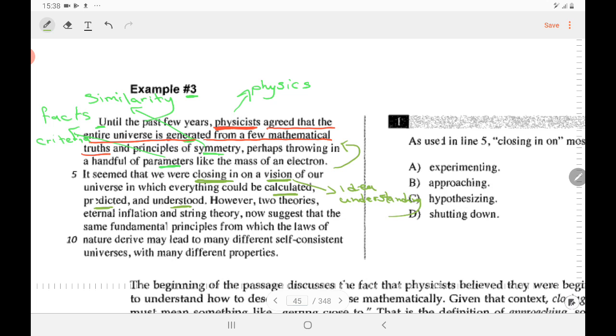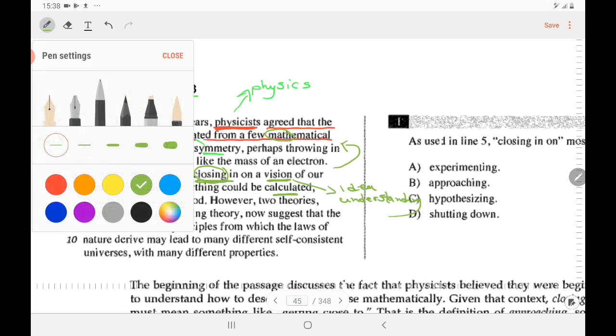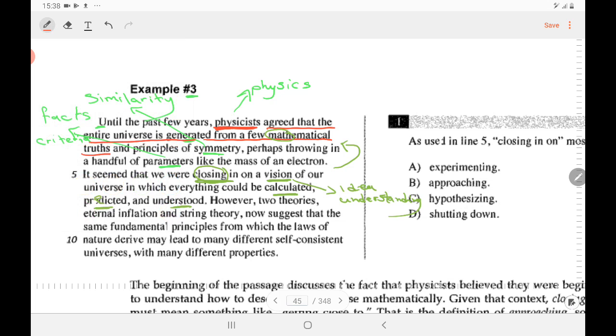Physicists said that we can understand the whole universe depending upon math. The second said, yes, we're about to have this vision, we're about to have this image or understanding in which everything is calculated, predicted, and understood. Okay, so it sounds like the same. We're about to have a vision in which the universe could be calculated, predicted, and understood.